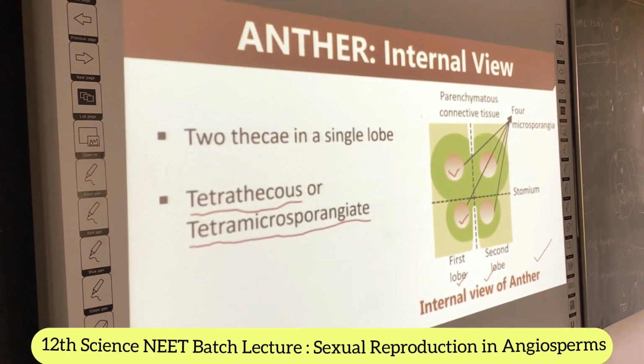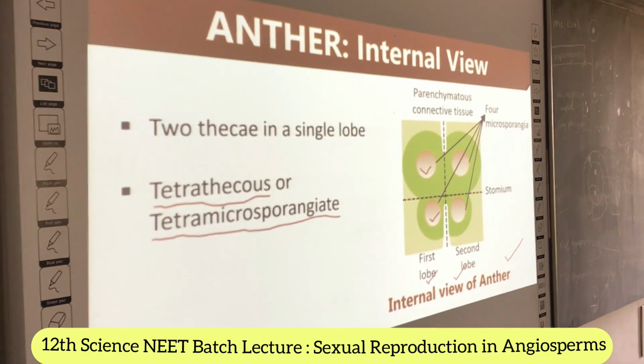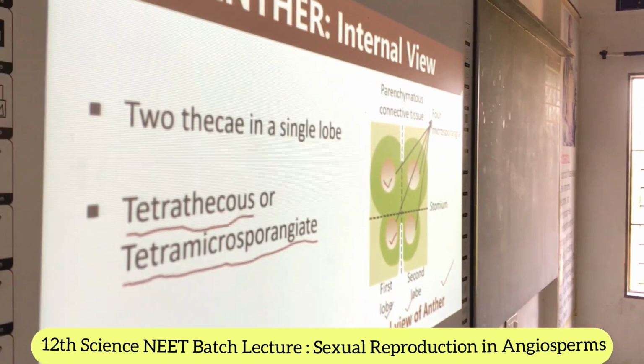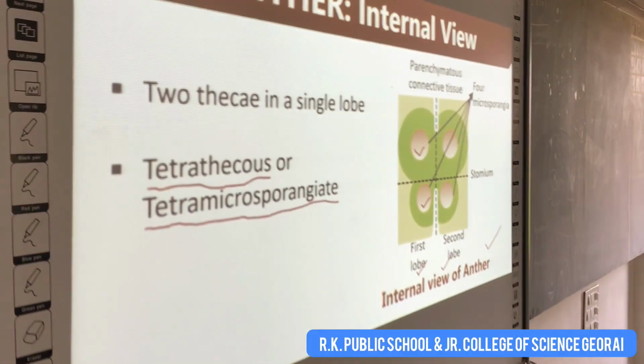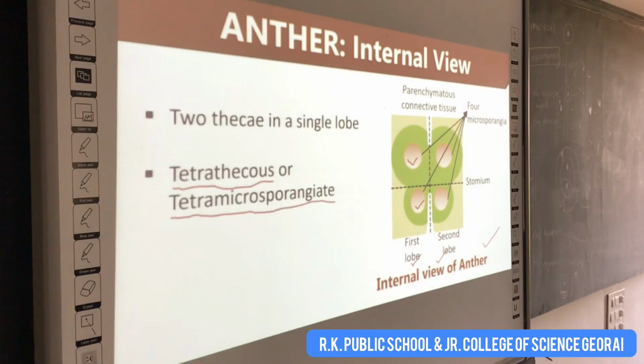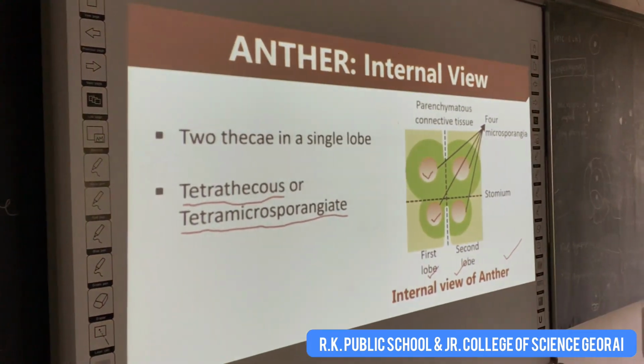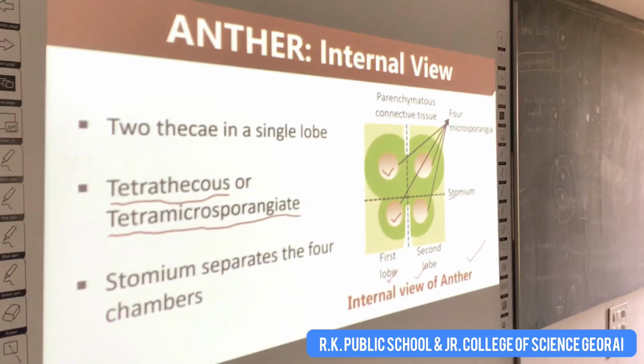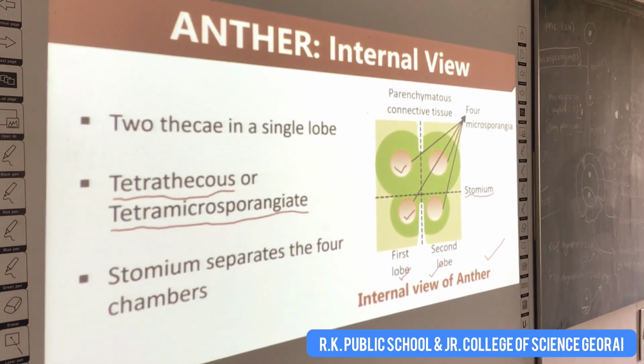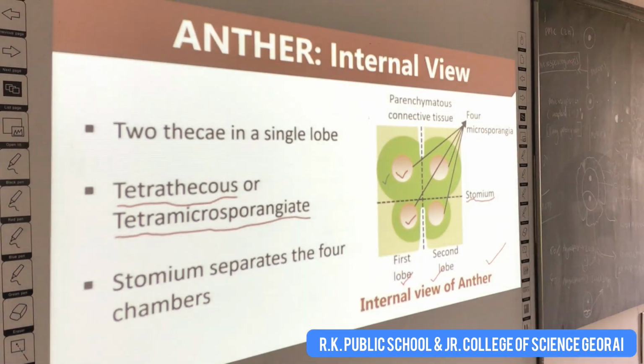Theca or microsporangia merely refers to the smaller units within the anther that store the male gametes or the pollen grains. Friends, the number of theca may vary in different flowers. Then stomium is the region of pollen dehiscence that separates these four chambers.